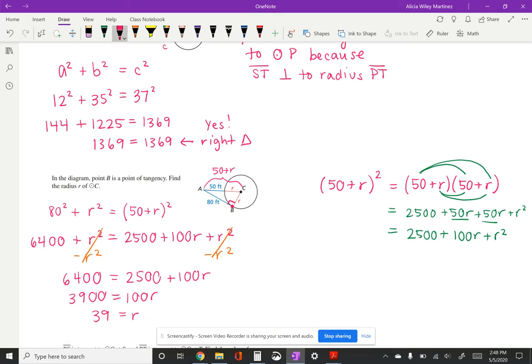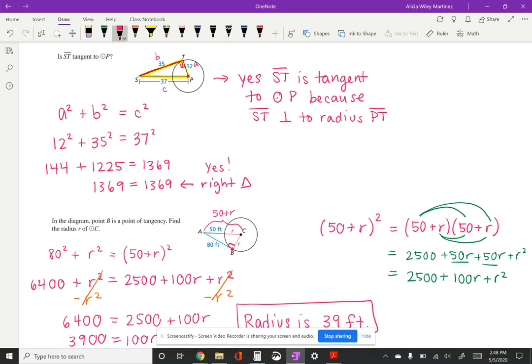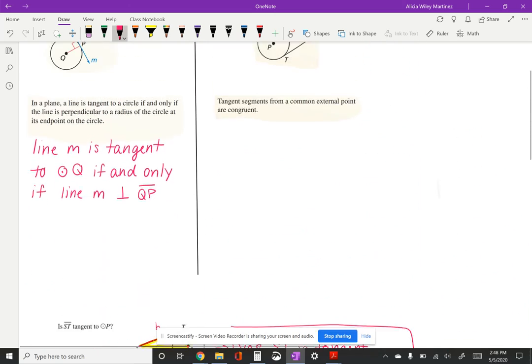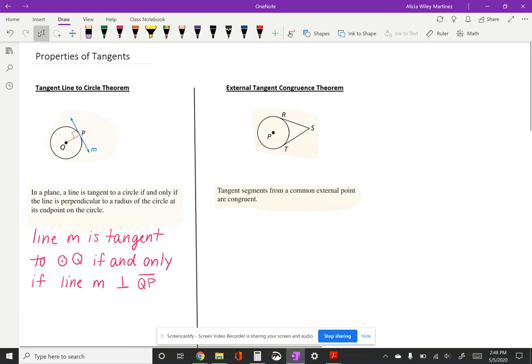So in this problem, my units of measure are feet, so I know that the radius is 39 feet. Don't forget to write complete sentences and use your units. I forgot to circle my answer on that last problem. Okay? So those are two problems that go over this first theorem.